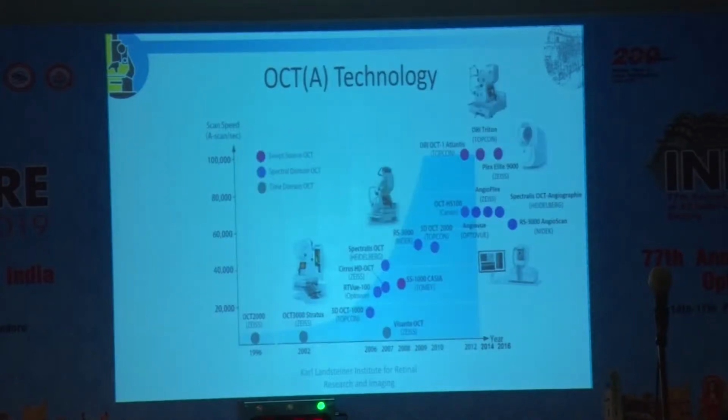Which might be very interesting. What you can see here is the exponential increase in scanning speed over the last 2 decades. It all began with OCT 2000, and we're now at the Triton with over 100,000 A-scans per second. The Plex Elite is able to do that, and some prototypes in studies are able to do almost 400,000 A-scans per second.